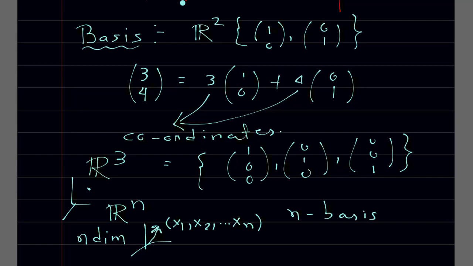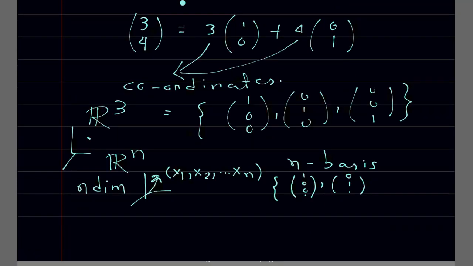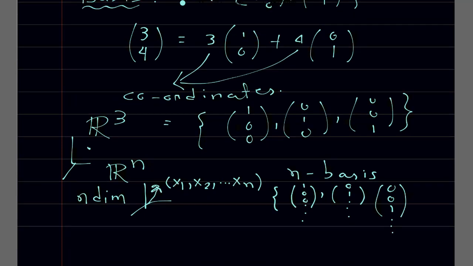The basis vectors will be n-dimensional. So there will be 1, 0, 0, and so on, n times. Then there is 0, 1, and so on, n times, and there will be 0, 0, 1, and so on, n times. There will be n such basis vectors. And now any vector in the vector space Rn can be written as a linear combination of the bases. Now I want to represent this in a mathematical way.